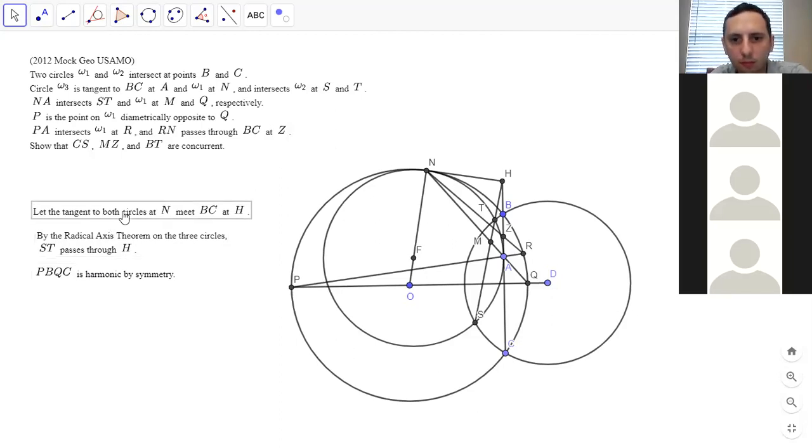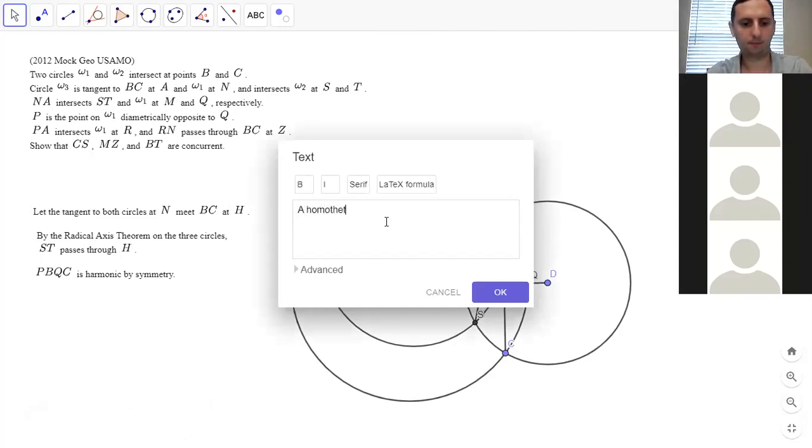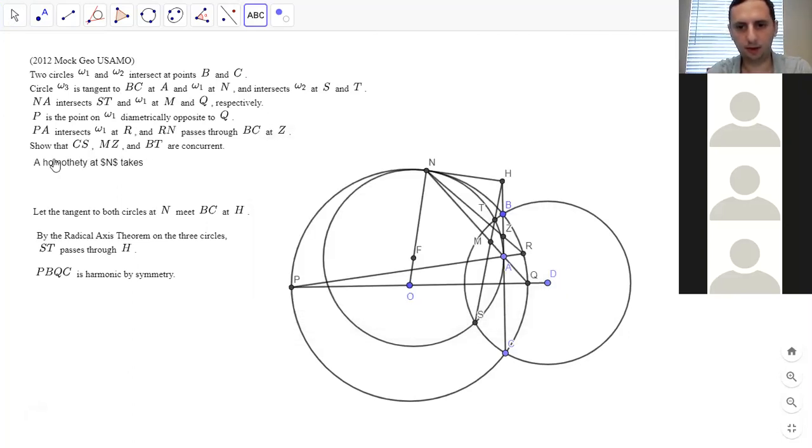That is kind of obvious because by homothety at N, QO will be perpendicular to BC, and so Q will be the midpoint of arc BC. The homothety at N takes A to Q and F to O. So OQ will be parallel to FA.